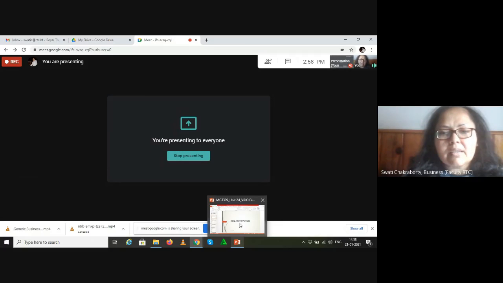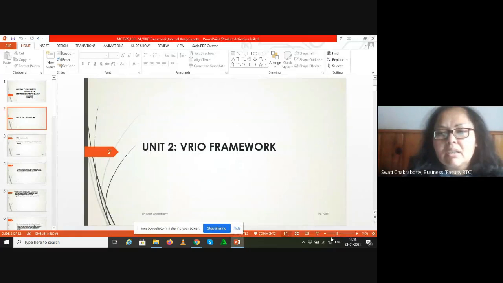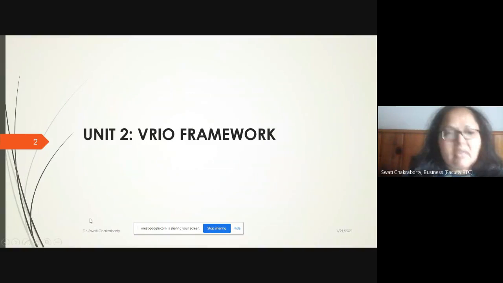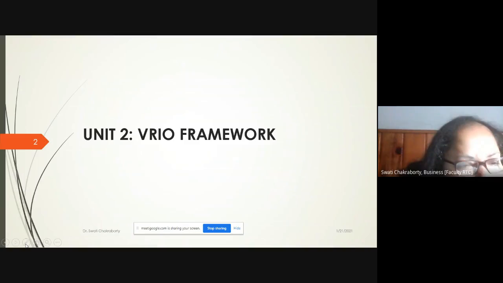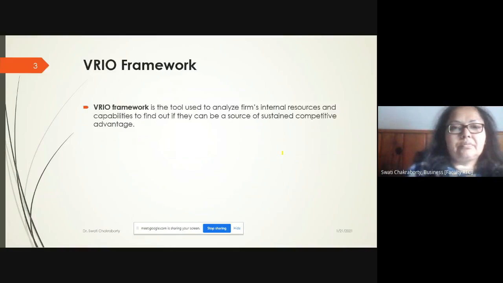Okay, good afternoon, class. Now let's actually start with the VRIO framework. Let's go a little more into the details of it. So, what is the VRIO framework?